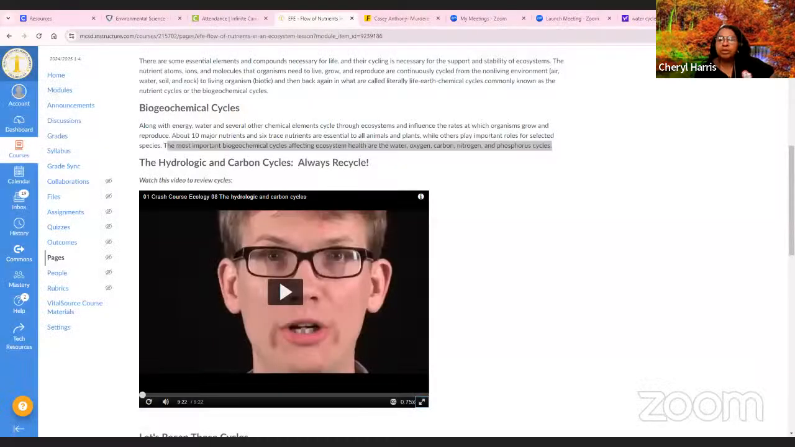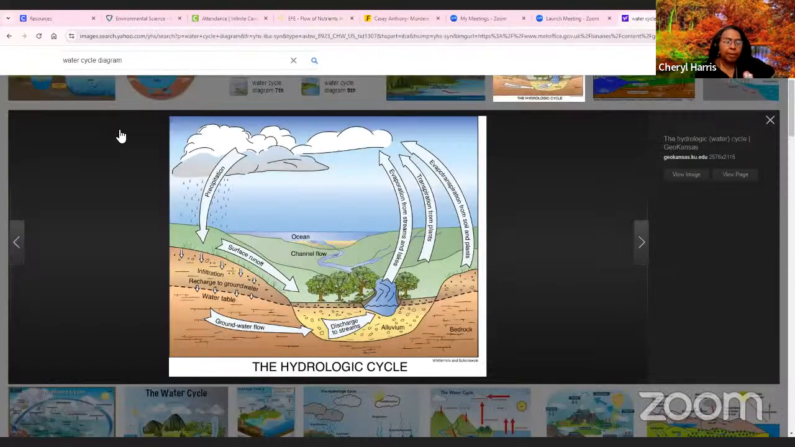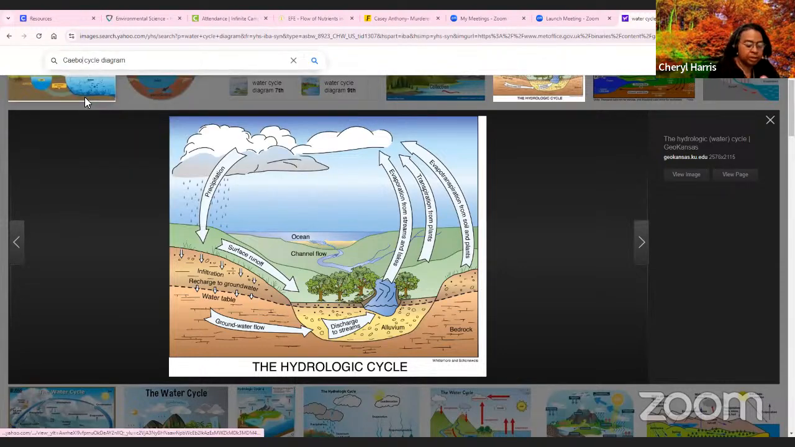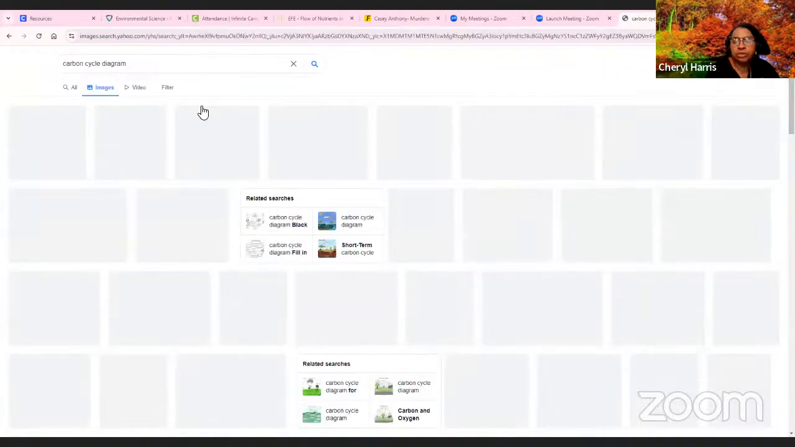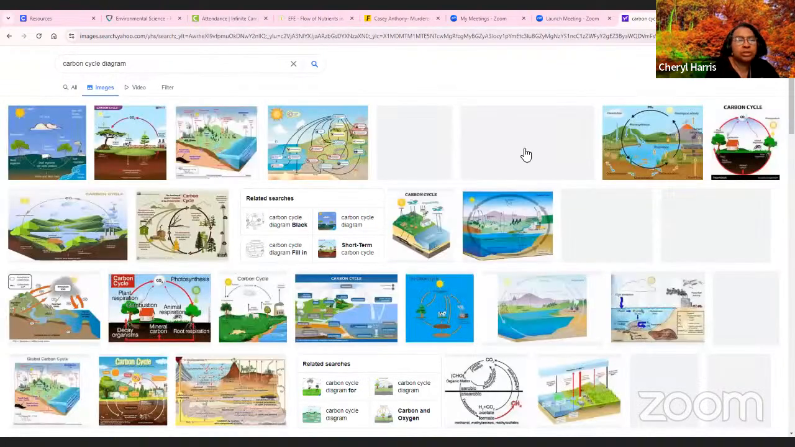All righty. So let's look at the graphics, and I'm going to do the same thing. I'm just going to pull up, type in carbon cycle. I have a PowerPoint, but I don't want to waste time changing screens. All right, let's look at this one.